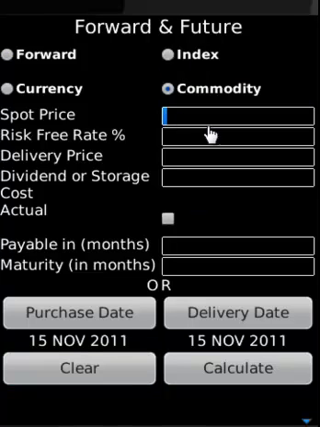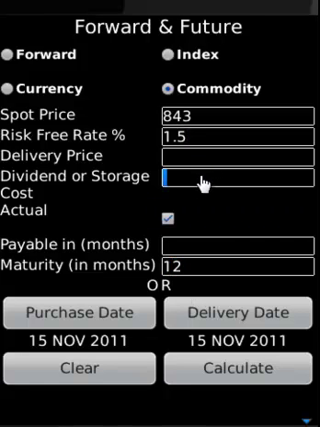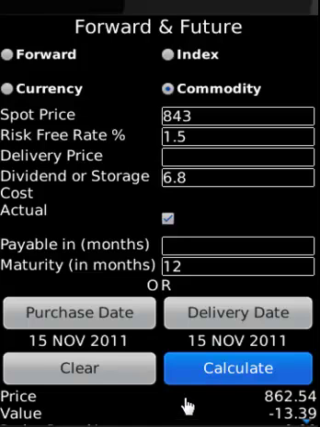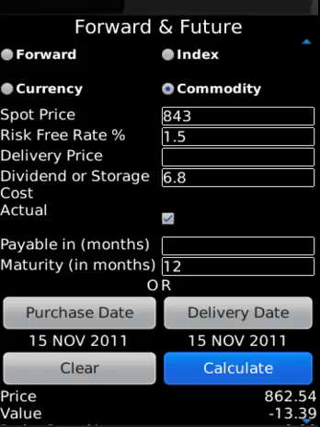Let's take a look at a commodity. Here 843 is the price, risk-free rate is 1.5, and your maturity is 12 months, and we are paying an actual cost of 6.8 every year. So now calculate value and parity rate. With this we just covered the forward and future BlackBerry application. Thank you.